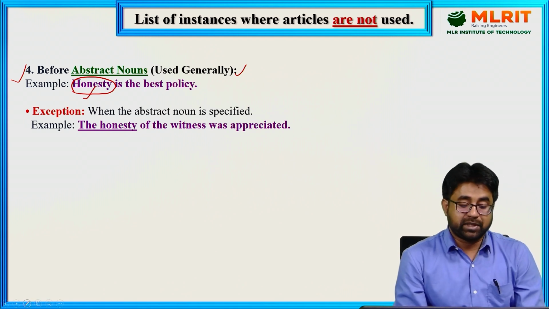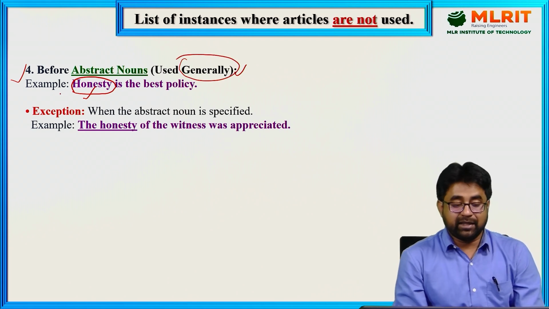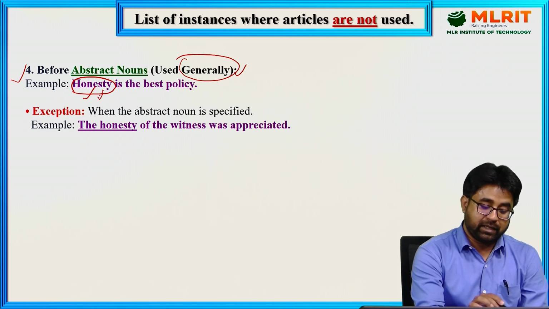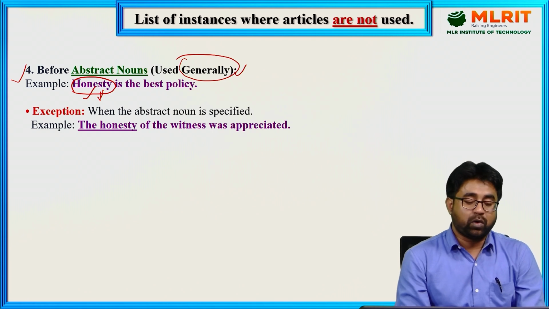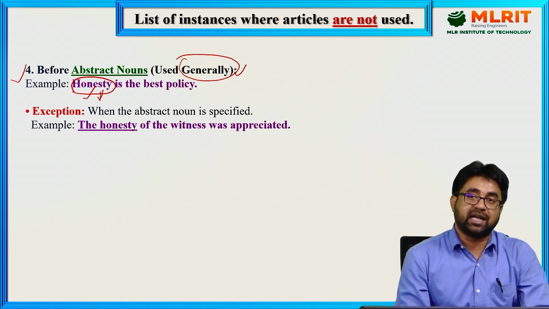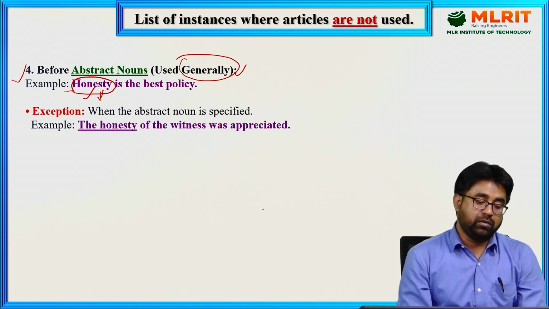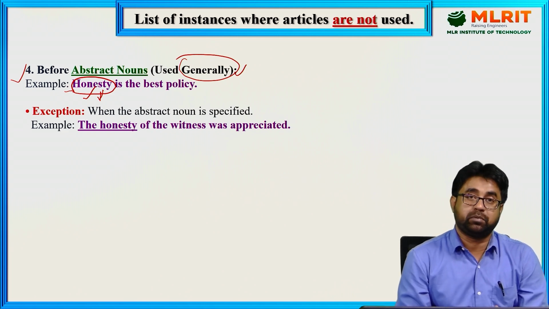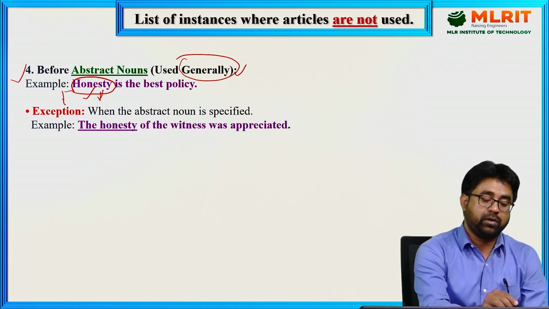Now, before an abstract noun, when used in a general sense. You have to understand that in this particular sentence, the abstract noun is used in a general sense. So I am talking about honesty. I'm not talking about the honesty of a particular person. I'm talking about honesty in a general sense as a value, right? So that's why before this abstract noun, we are not using any article. I am not saying the honesty is the best policy, right? What I am writing is honesty is the best policy, without any article.